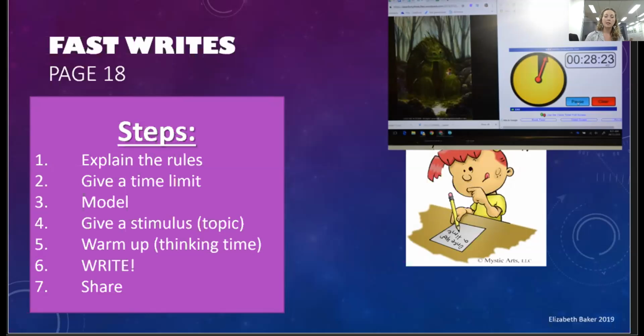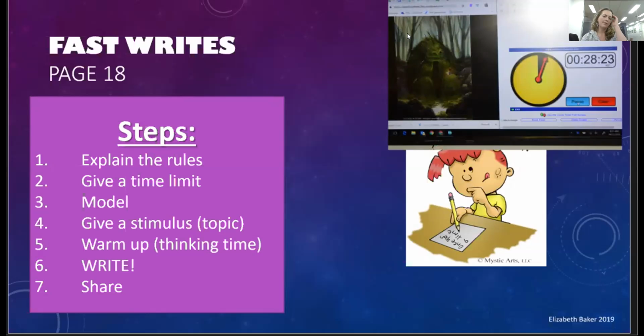You might give them that sentence starter that you want them to start with. In the forest might be my sentence starter. And so they've all got that to start with. And then they're going to write the rest of that sentence. A fast write can be a whole narrative. It can be a sentence. It can be however much you want it to be, really.